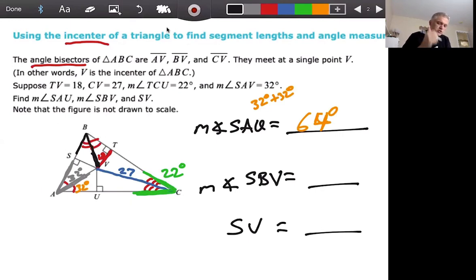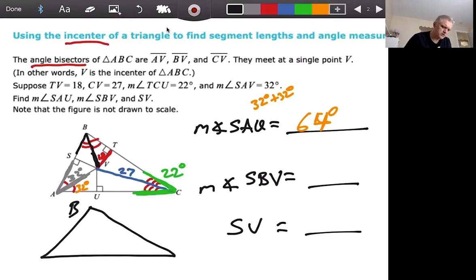And you could say, I should know all of these angles. Like, for example, they gave us that this angle here is 22. Actually, let's do this. Let's copy this without all of the angle bisectors in. Triangle ABC, before all the stuff was written into it. All right. And we have that angle A is how big? Well, we got 32 and 32. That's 64 degrees. Okay, angle C, they gave it to us. This is angle TCU. That's 22 degrees.